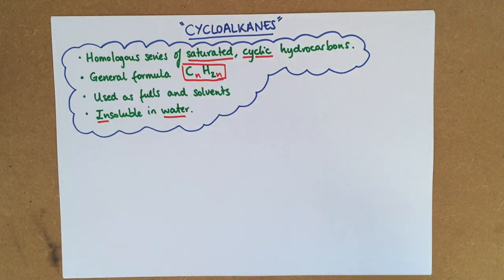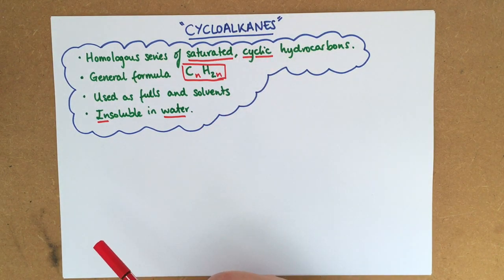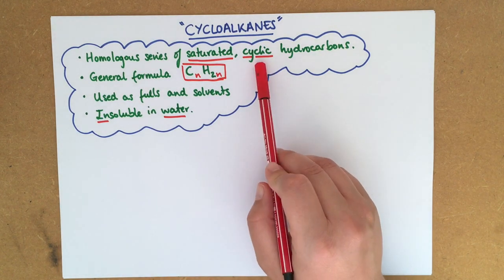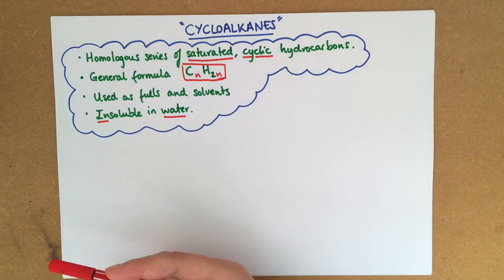Hello everyone! Today we're going to study the cycloalkanes, which are a homologous series of saturated cyclic hydrocarbons. As the name suggests, cycloalkanes are very similar to the alkanes that we have already studied. The only difference is that cycloalkanes are arranged in a cycle and alkanes are arranged in an open chain.